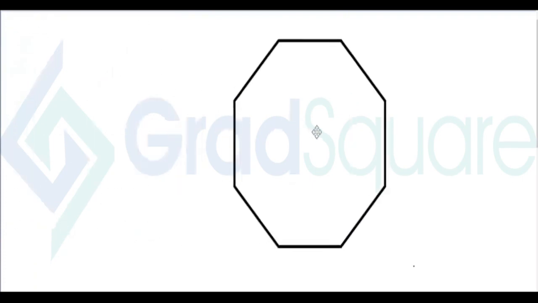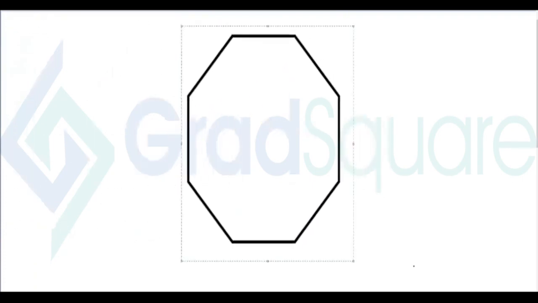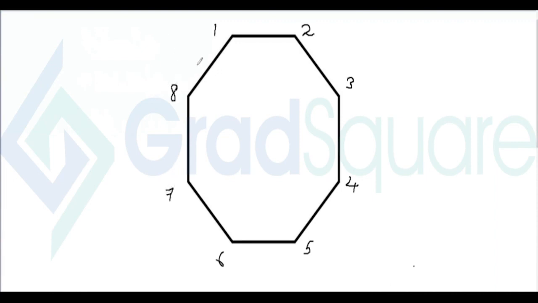Suppose I have a regular octagon like this. Let me call this regular octagon 1, 2, 3, 4, 5, 6, 7, 8. There are several diagonals that I can draw in this regular octagon, right? Diagonals are drawn by joining any two vertices which are not adjacent to each other.